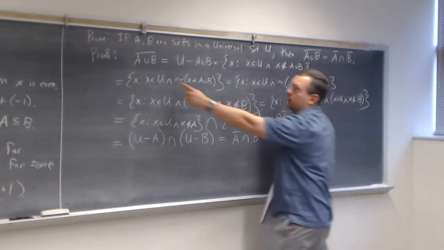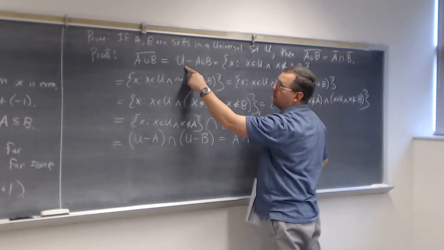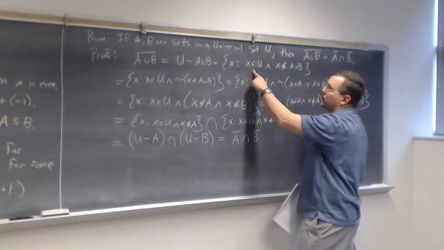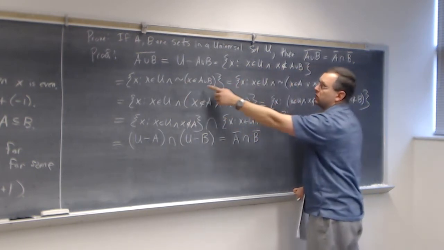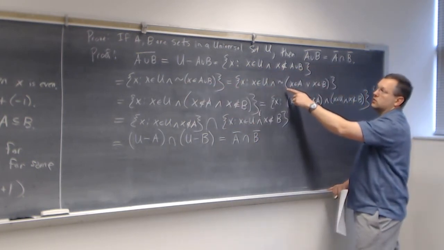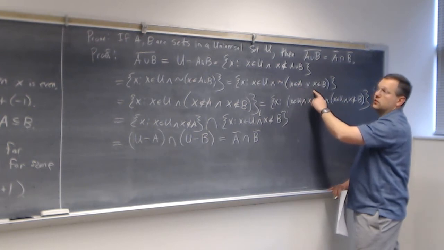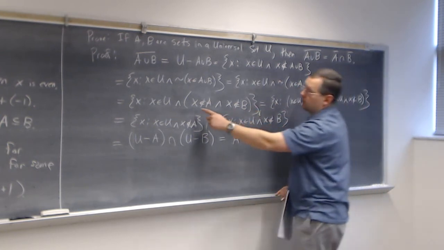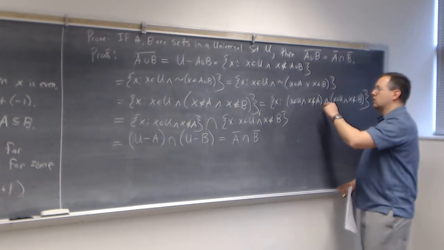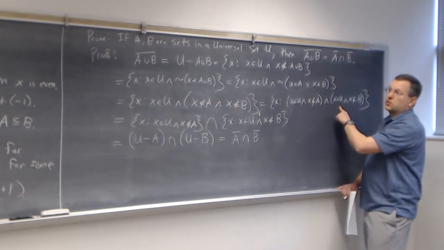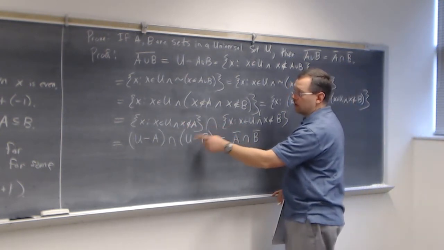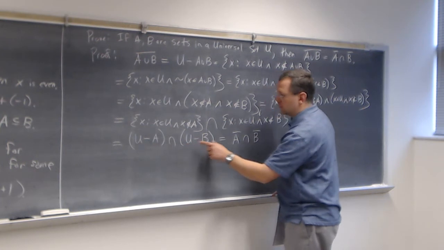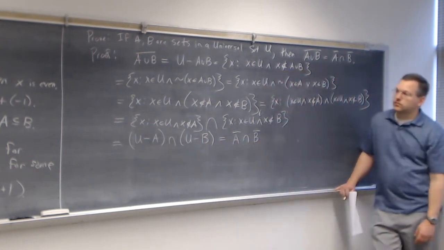So here I use the definition of complement. Here I use the definition of set difference. Here I use equivalence of these two statements. And I use just the definition of a union. I use De Morgan's law. Broke this up into a distribution. I did a distributive of an and statement. I used the definition of intersection, the definition of set difference, and then the definition of complement.